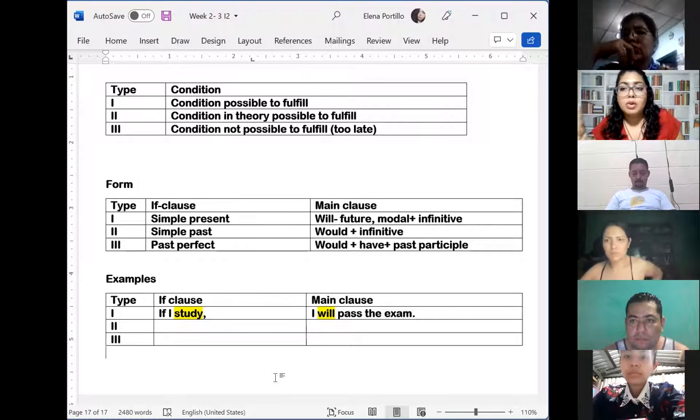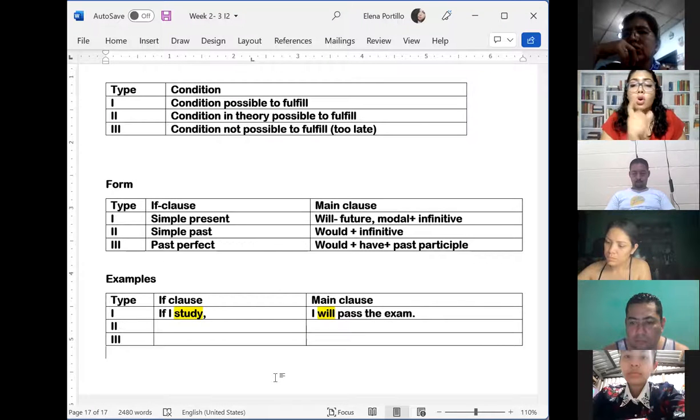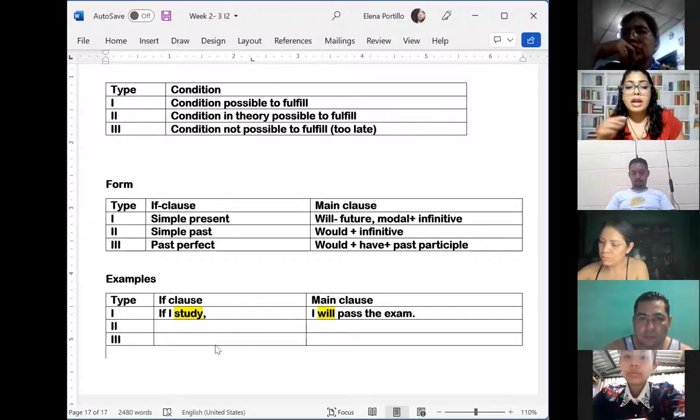Tenemos aquí la oración número uno. Ponemos una condición que vamos a realizar y ponemos cuál va a ser el resultado de esa condición o de esa acción que vamos a realizar. If I study, si yo estudio, I will pass the exam. Voy a pasar el examen. That's very simple. I have this first sentence.